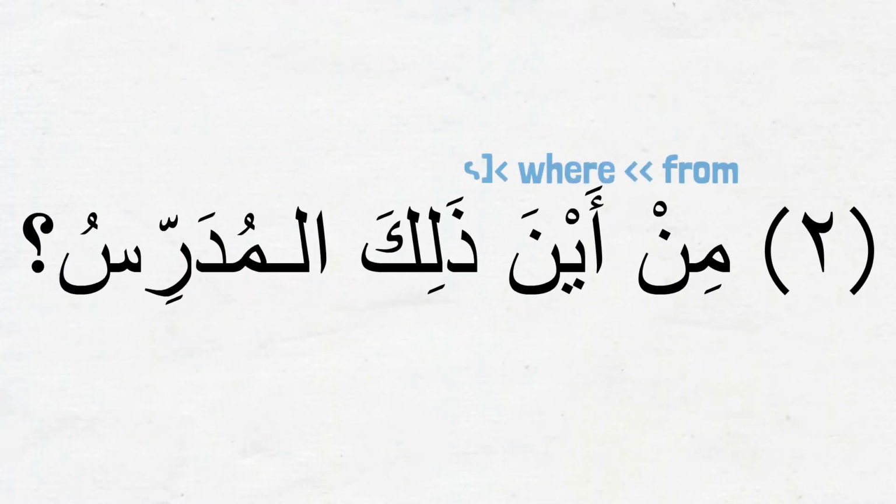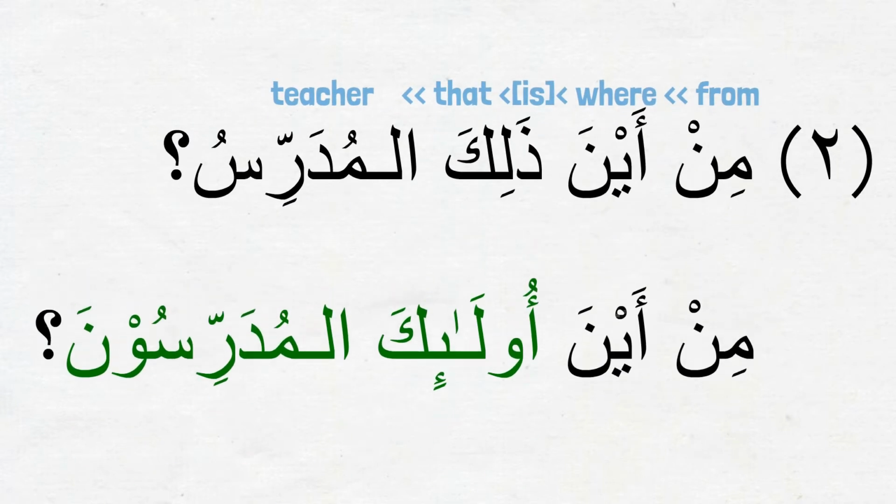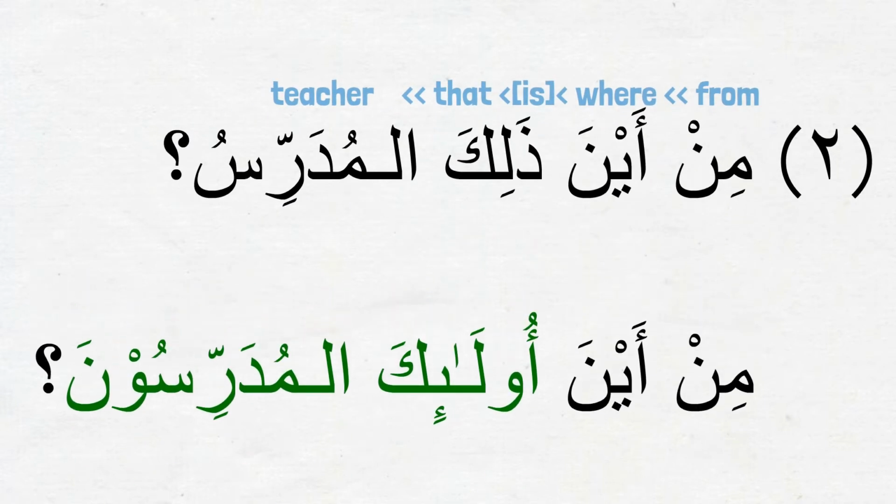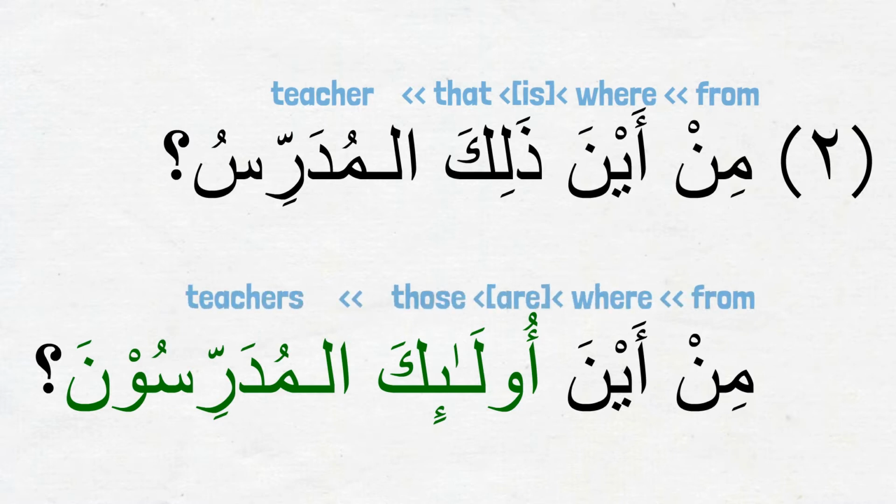Sentence 2 من أين ذلك المدرس? Where is that teacher from? Here we need to convert ذلك المدرس to the plural form, which is أولئك المدرسون. So the new question is من أين أولئك المدرسون?